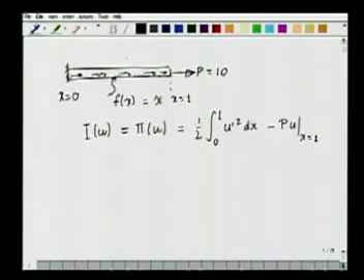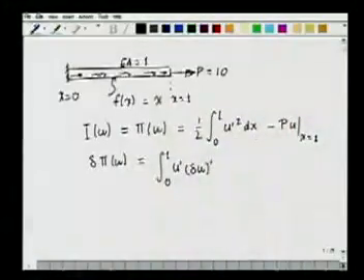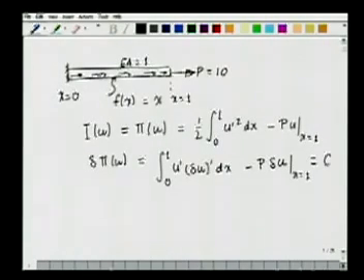Remember, here we had taken the material to be such that EA is equal to 1. So minimization of this pi of u, that is the first variation of pi, gave us integral 0 to 1 u prime times variation of u prime dx minus P variation of u at x equal to 1 was equal to 0.